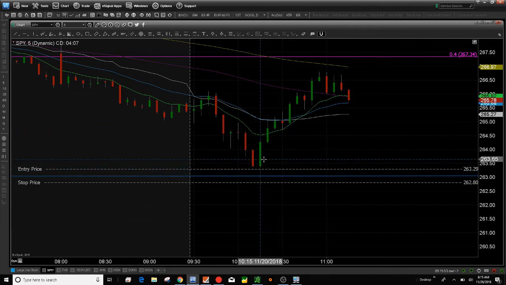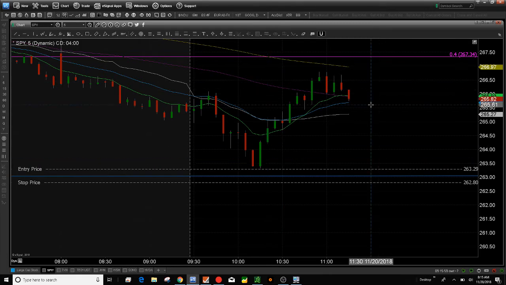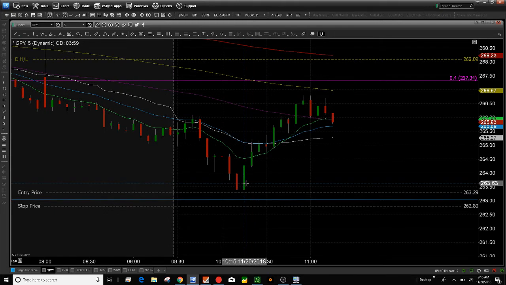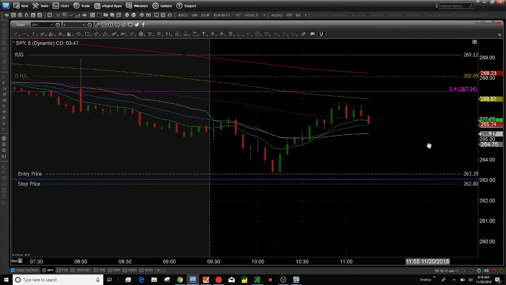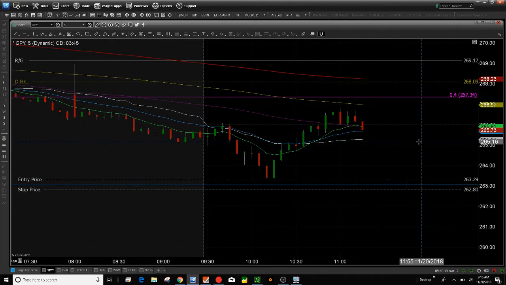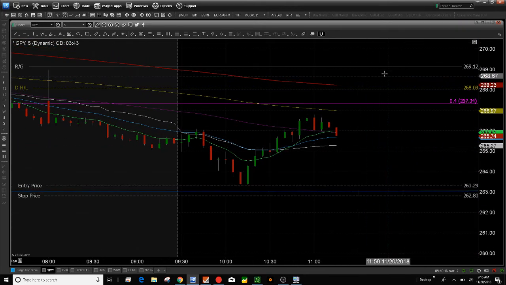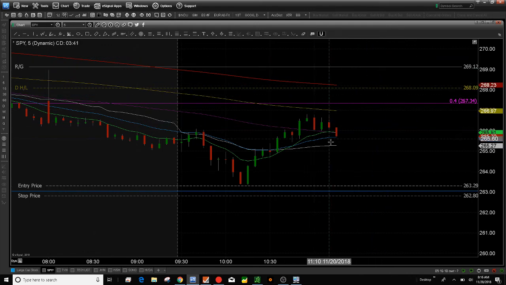So maybe I could have gotten long around 263.50-ish and then ridden it back up. Even from here up to here, you're looking at 266, 260. That's a 3-point move with a 50-cent stop, or maybe a 75-cent stop. So that's an easy 2-to-1 risk versus reward. Yeah, so ultimately the target is to fill this. I think it could come down to the gap fill, to VWAP here.